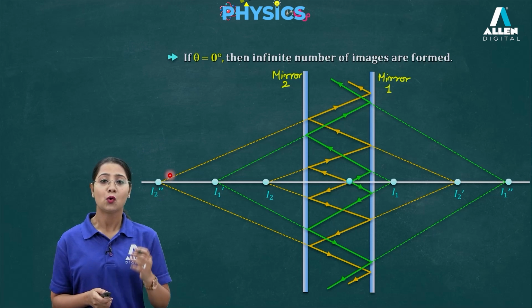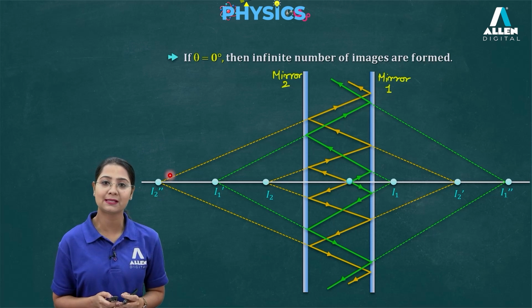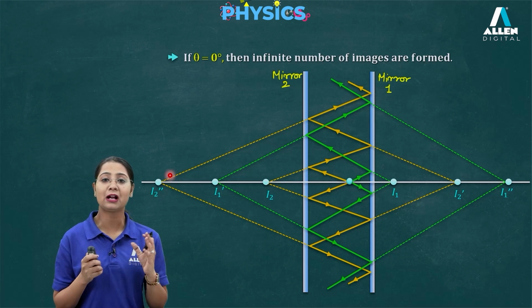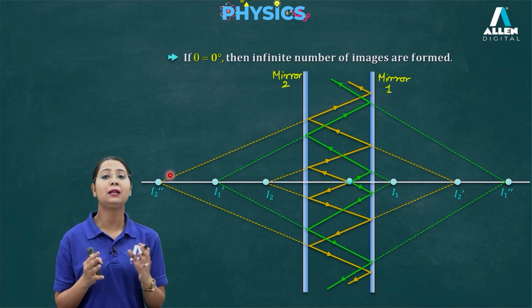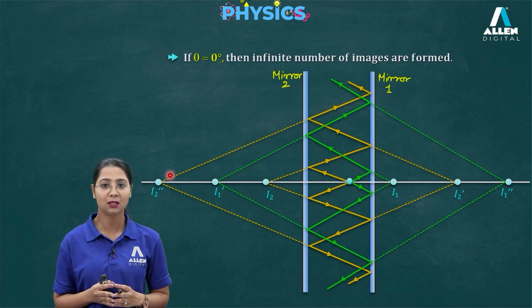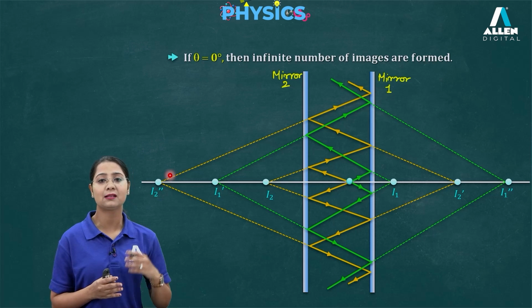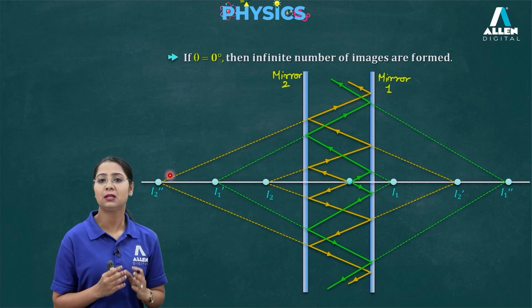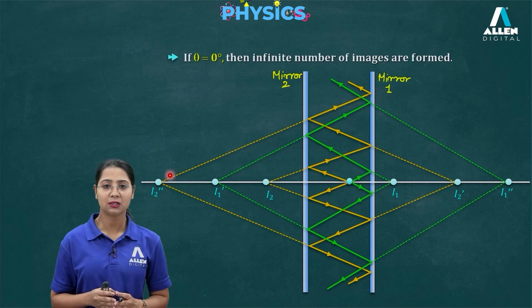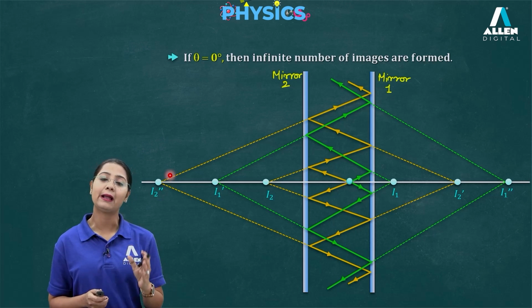So students, what we have understood in this class is about the plane mirror, image formation by a plane mirror, and multiple reflection of plane mirrors when they are placed at an angle of 90 degrees and when they are placed parallel to each other, and we have discussed the angle of deviation.